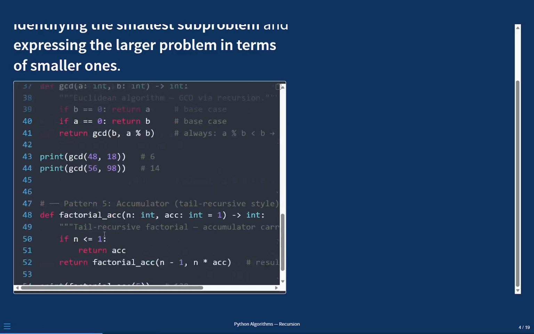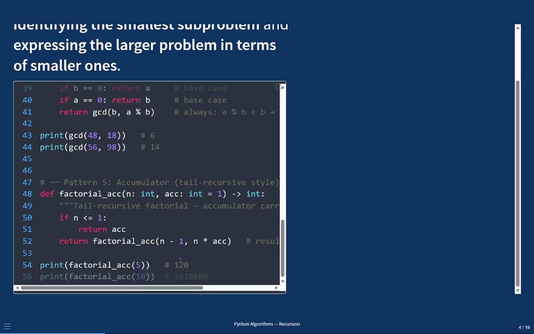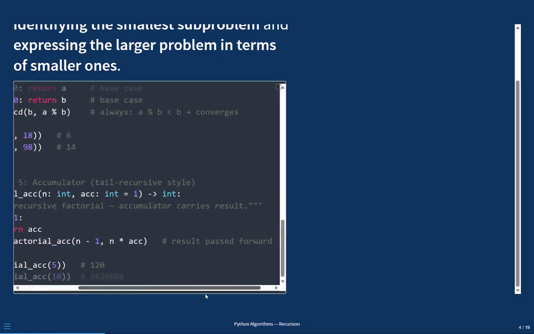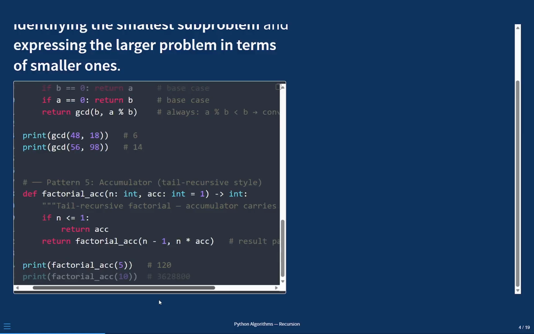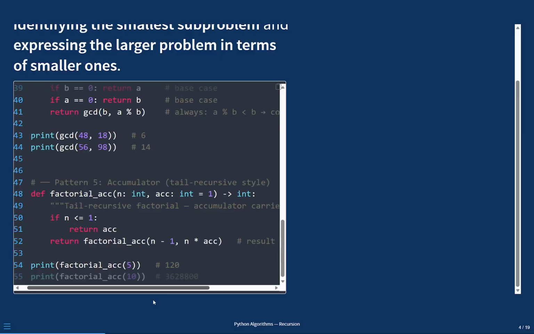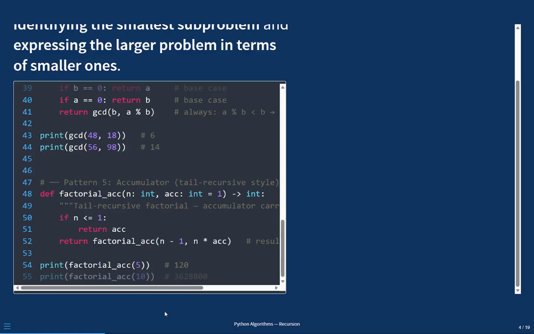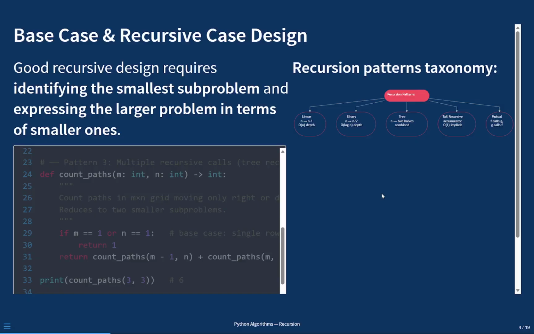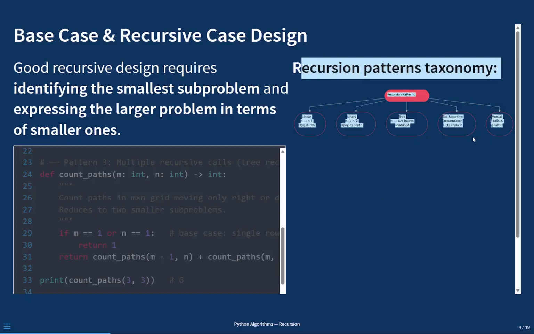Pattern 5 is the accumulator pattern, tail recursive style. factorial_acc passes a running product forward as a second parameter. At the base case, the accumulator already holds the final answer. No pending multiplication at any call site. The result moves forward, not backward. This is the pattern that enables tail call optimization in languages that support it.